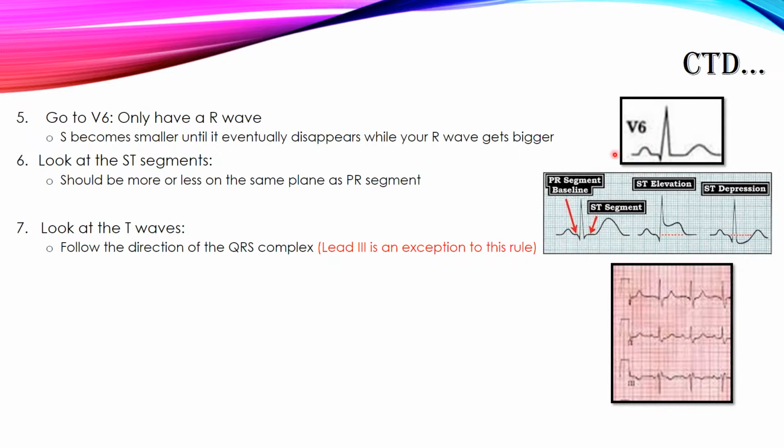Then you go to V6 and you make sure that you only have an R wave present, and also you check your ST segments, whether the ST segment is in line with your PR segment, if the ST segment is elevated or the ST segment is depressed.